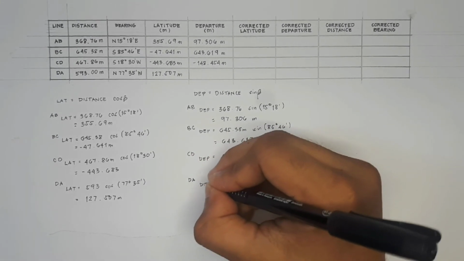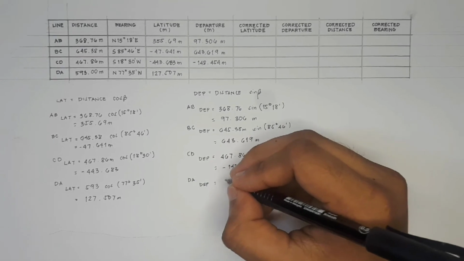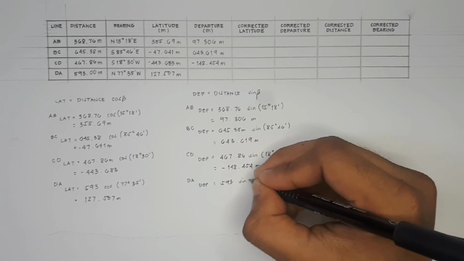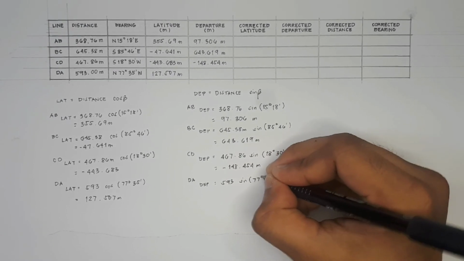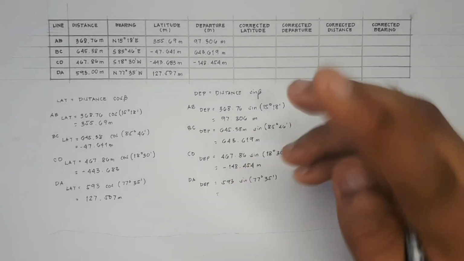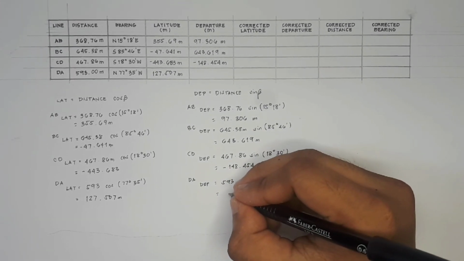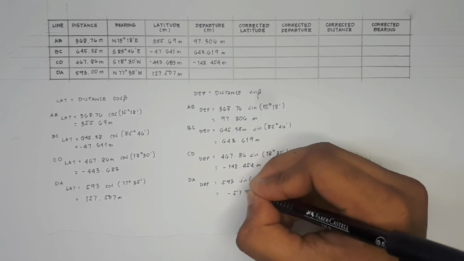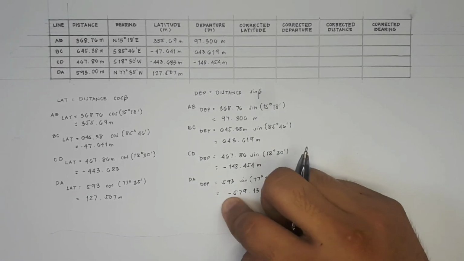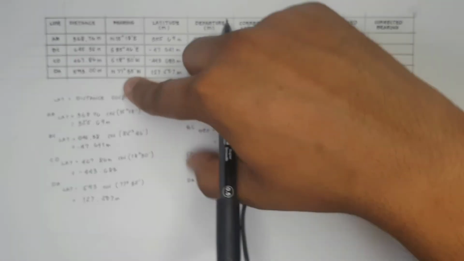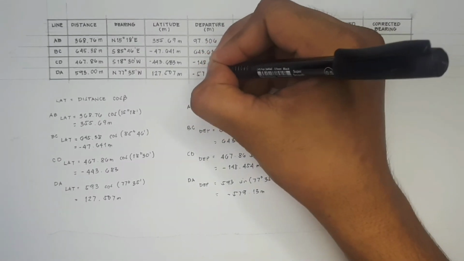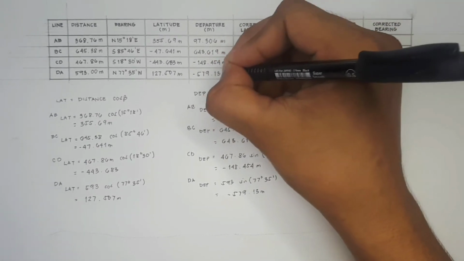Next, we have line DA. The departure of line DA is equal to the distance, which is 593, times the sine of the bearing angle, which is 77 degrees 35 minutes, and this will give us negative 579.13 meters. It is negative since the direction of our line DA is going west, so this will be negative 579.13 meters.